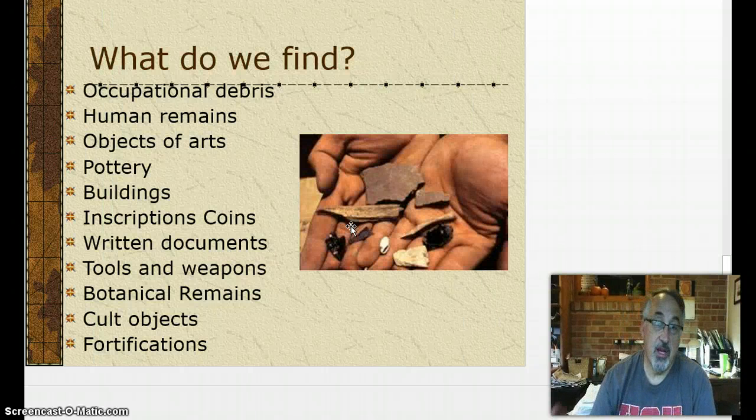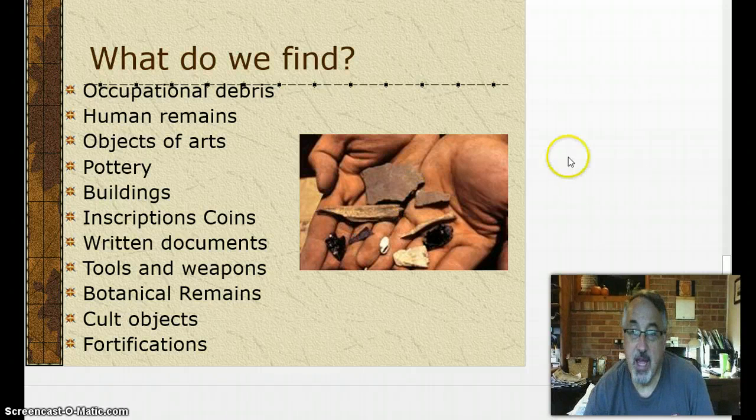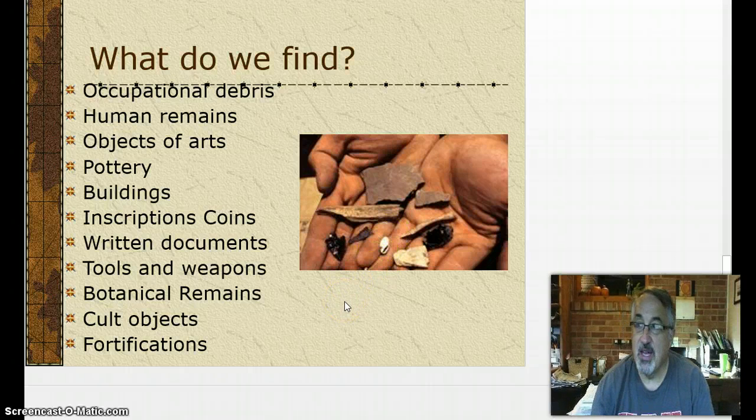Well, what kind of stuff do we find? We find occupational debris. That's basically a nice term for junk or garbage that people have left behind, things that they have dropped, things they have thrown away, things that have broken. So occupational debris could be a lot of different things, and I list a bunch that are here. Everything from wall lines, buildings, inscriptions, broken pieces of pottery, and pieces of bone like you see in the picture here in the hands that we have here. So a lot of different things it could be, but basically occupational debris is just evidence that somebody once lived there.